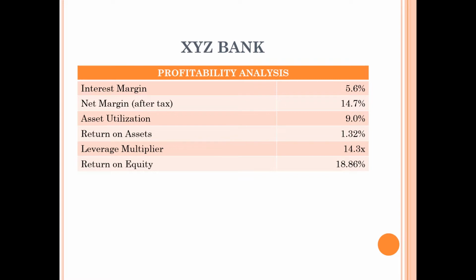Given the details from the previous two slides, the sample income statement and balance sheet, we arrive at this profitability analysis or ratios of XYZ Bank. We have here the interest margin of 5.6%, net margin after tax of 14.7%, asset utilization or asset turnover, we have 9.0%, return on assets, we have 1.32%, the leverage multiplier is 14.3%, and the return on equity of 18.86%.